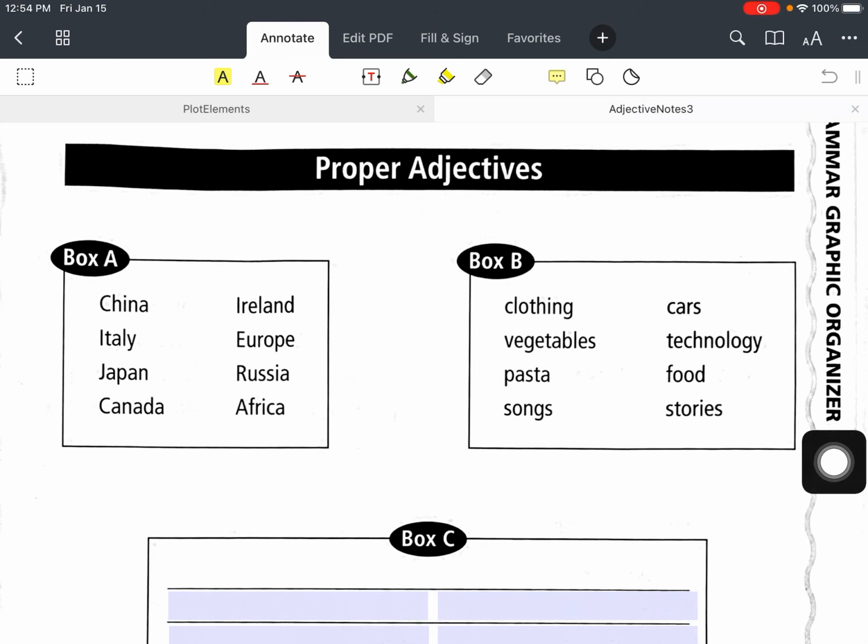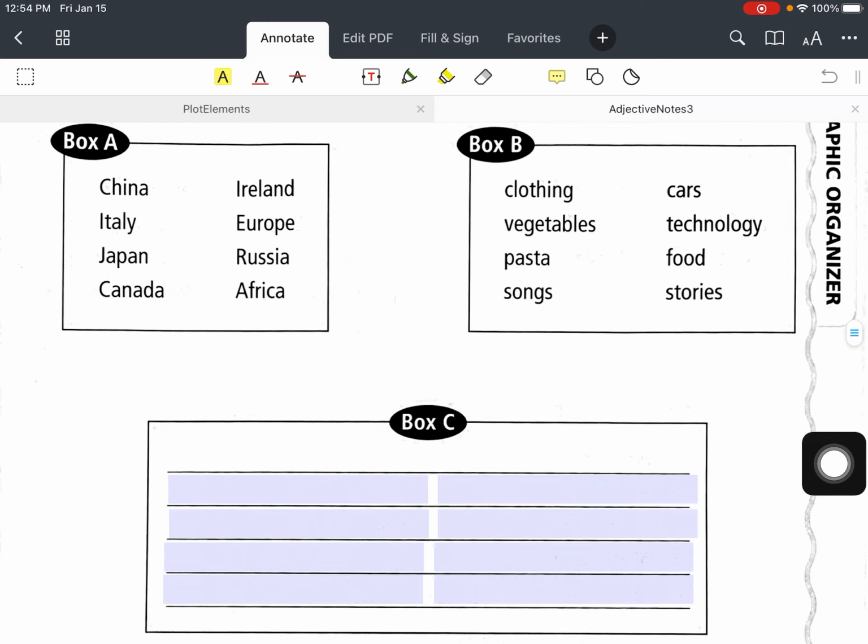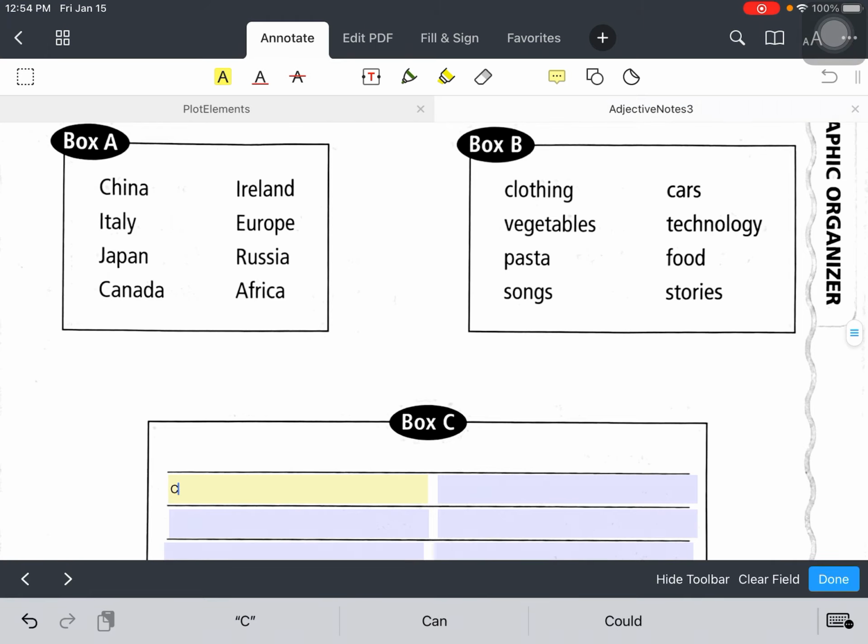Now, a lot of these, you basically just have to memorize the spelling of them, but they will be describing a noun in box B. So the first one is China, and again, you kind of just have to memorize these, but do make sure that you are capitalizing the first letter because it's a proper adjective. So China becomes Chinese food. So again, I took a word from here, made it into a proper adjective to describe this noun.